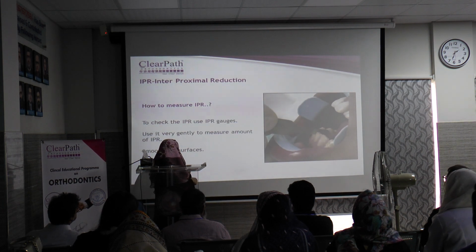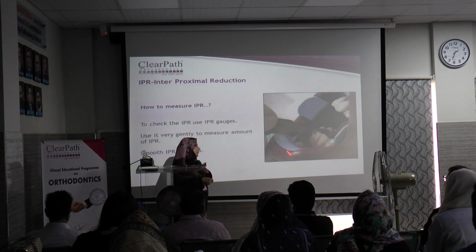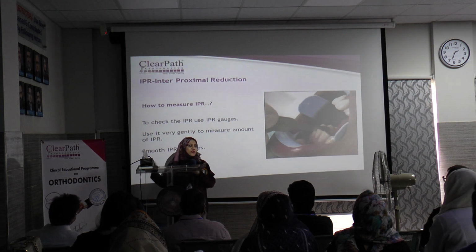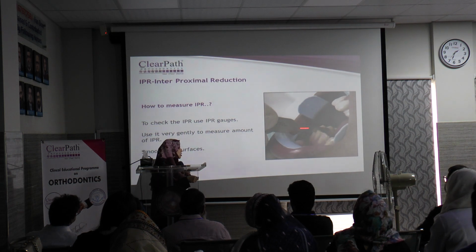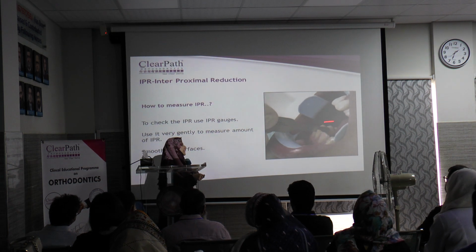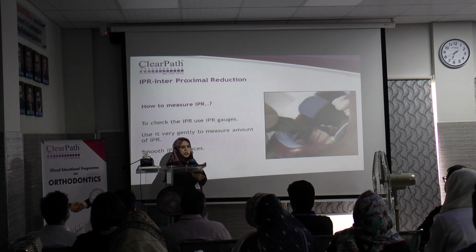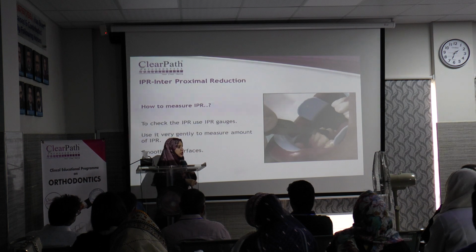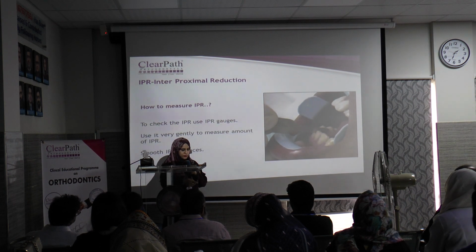Okay. Now, how to measure IPR? As I told you, you don't have to do it bluntly. What is the safe limit? 0.5 to 0.75. So these are the gauges. And you have to use it with a very light, gentle motion, and you have to measure it at each step. Okay? And at the end, you have to smooth the IPR surface.